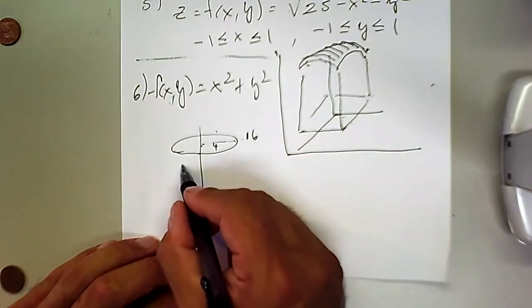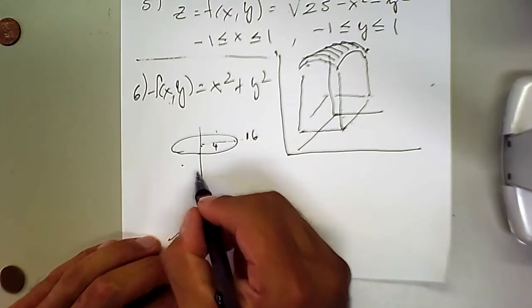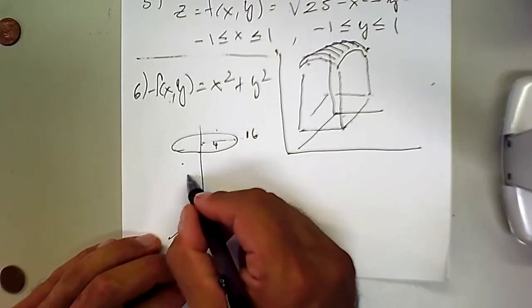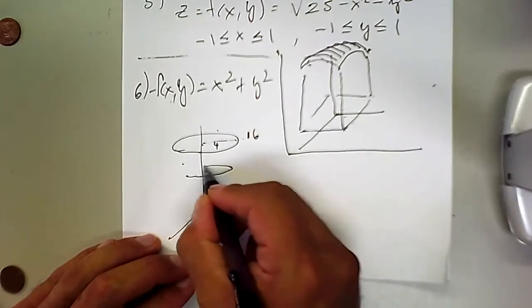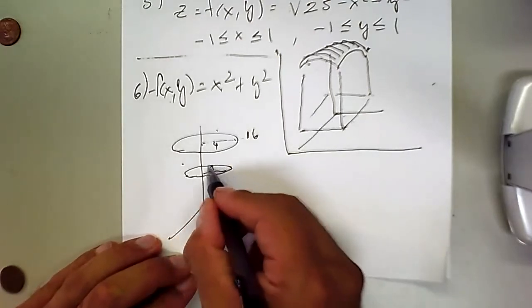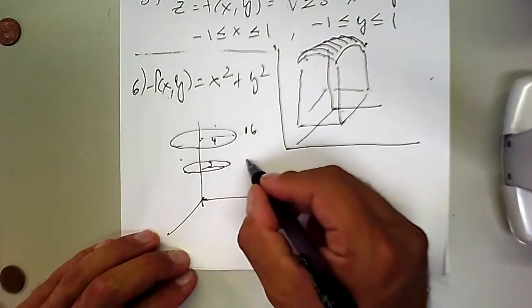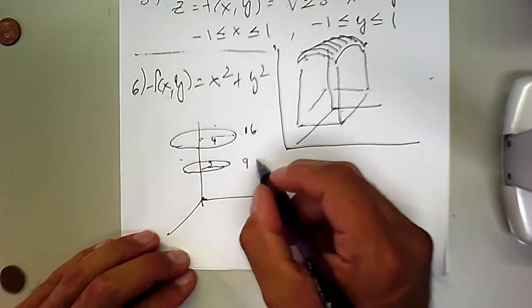On a circle of radius 3, the output would be 9. So kind of down here, we're going to have a radius 3. Pretend that is a nice perfect circle. My circle is not very even, but that will have an output of 9.